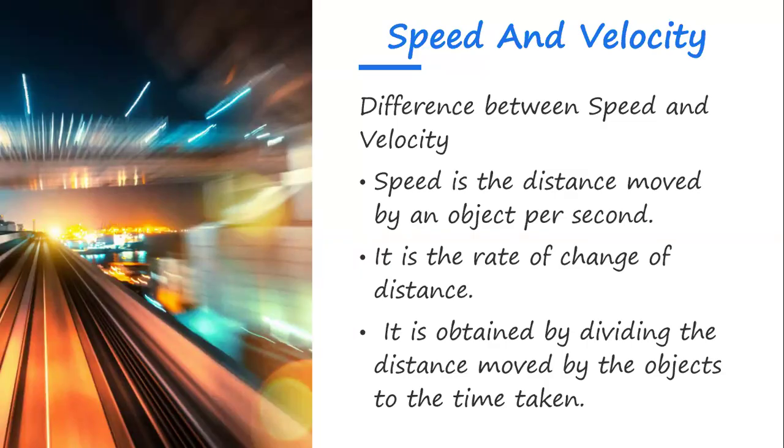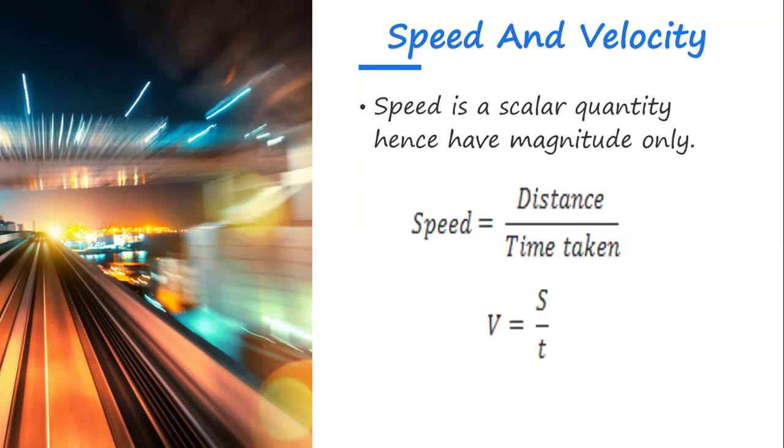Here we'll see the difference between these two, speed and velocity, but we start by discussing each one of them to get to know their differences. Speed is the distance moved by an object per second. So speed is simply the distance covered by an object in a given time. It is the rate of change of distance, and it is obtained by dividing the distance moved by the object by the time taken to cover that distance.